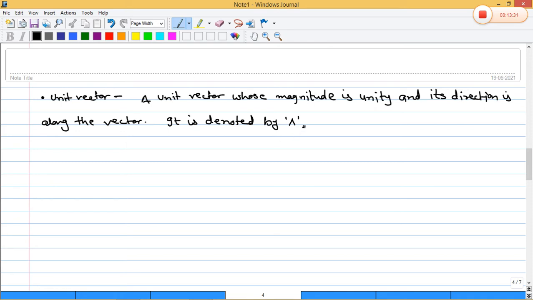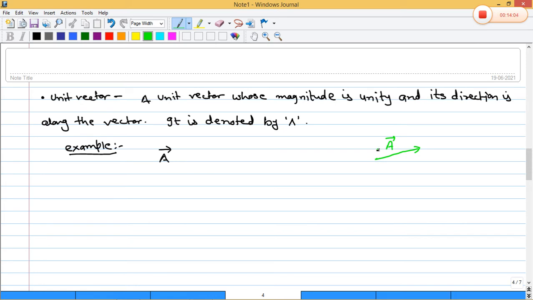Okay, so it is denoted by cap. So let's take an example here. Suppose A is a vector here. This is a vector A, so it has magnitude and direction.